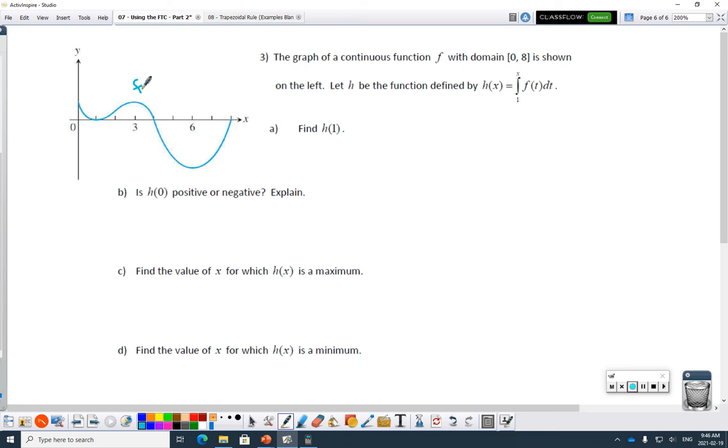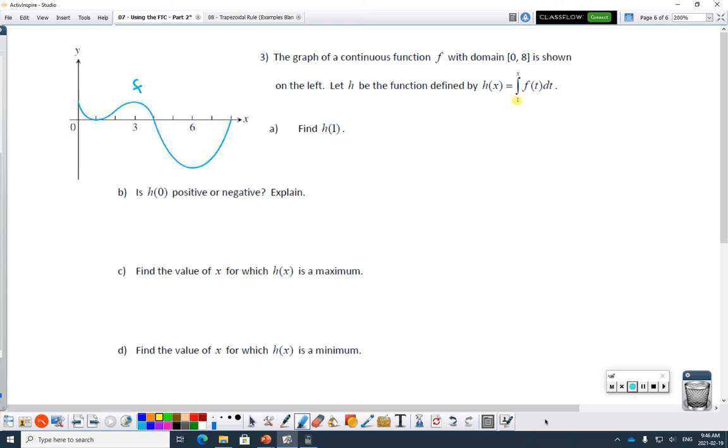On the left, let h be the continuous function defined by h at x equals the integral from 1 to x of f at t dt. Here's what the h function does. The h function finds the net area of this function from 1 up to some x value. Just imagine I made this a homework question.